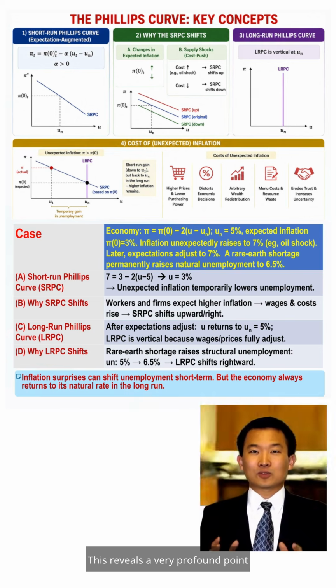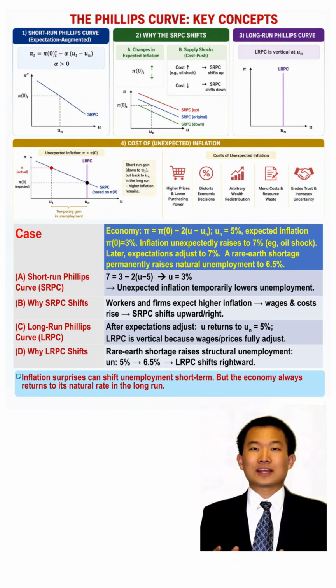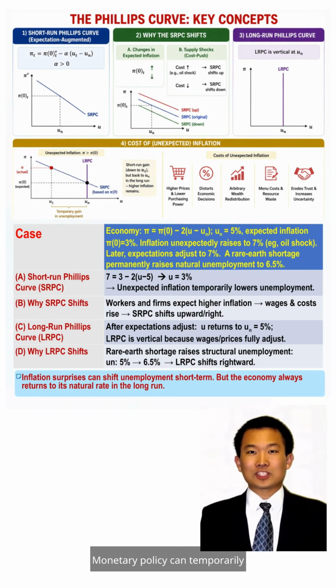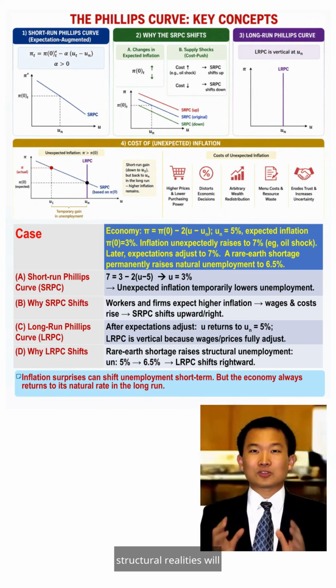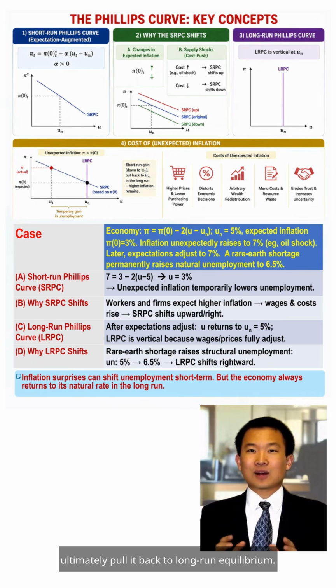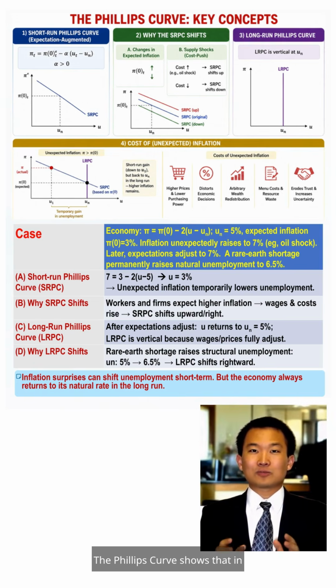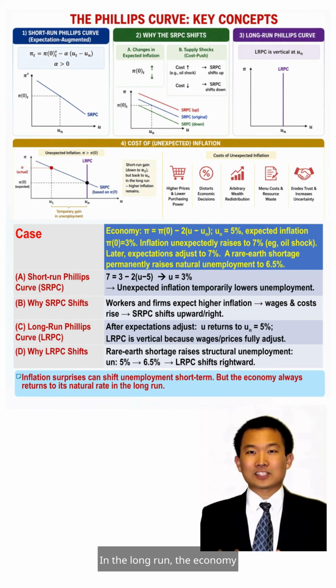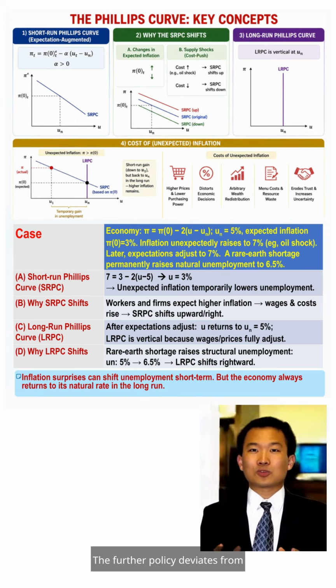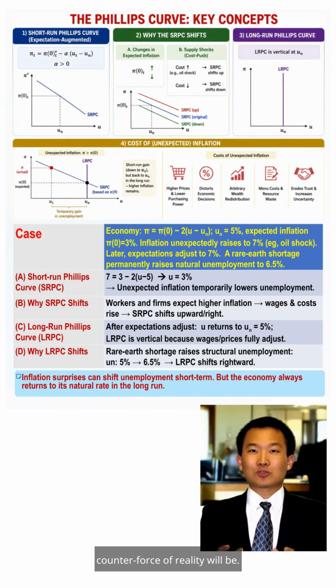This reveals a very profound point in macroeconomics. Monetary policy can temporarily push the economy away from equilibrium, but expectations and structural realities will ultimately pull it back to long-run equilibrium. The Phillips curve shows that in the short run, policy can influence how people feel. In the long run, the economy eventually yields to reality. The further policy deviates from reality, the stronger the eventual counterforce of reality will be.